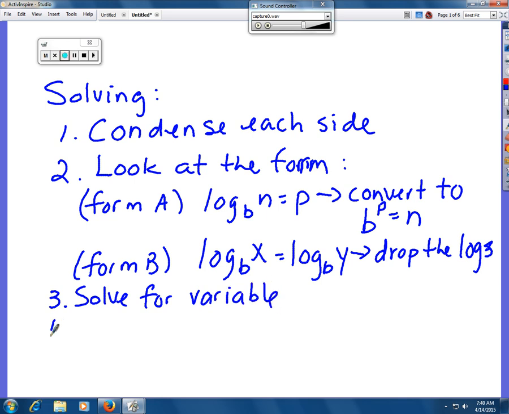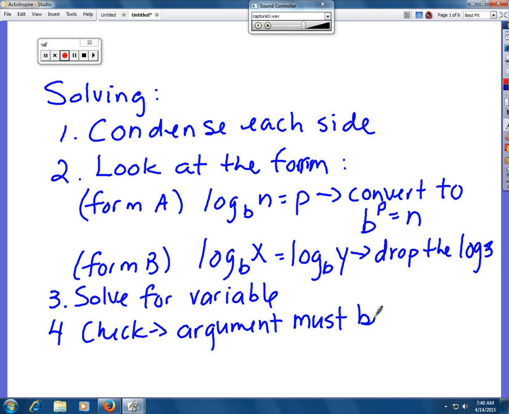And then last, and very important in these problems, is to check, because your argument has to be positive. Okay, so we did some already where we had to solve this kind, where we convert. We have not solved this kind, but they're not very difficult. So the trick when you get a log equation is to figure out which it is, to condense, which we just learned how to do over the last couple days, and then look at your form. Solve, check to make sure the argument is positive.